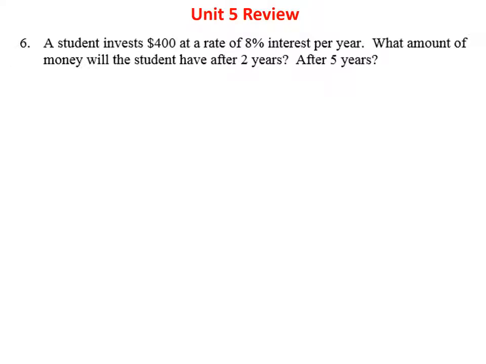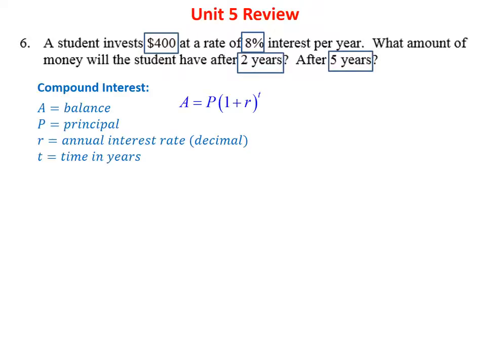Problem 6 asks this question. A student invests $400 at a rate of 8% per year. What amount of money will the student have after 2 years and then after 5 years? Well, our equation for compound interest says that the balance, A, equals the principal, the amount you start with, times 1 plus R, where R is your interest rate you earn each year. And then that's to the t power, or the amount of time in years.